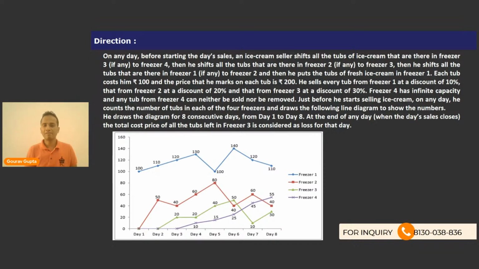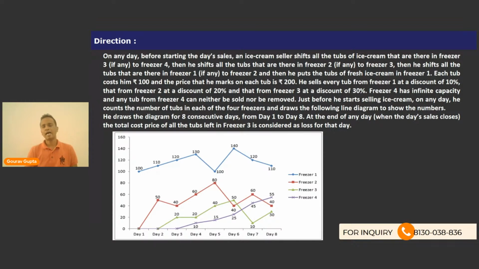So what basically will we have to account for? First of all, in the table, I will write the number of tubs of the ice creams in each of these freezers on these 8 days. I'll copy everything that is given in this line diagram in the table. This is the first thing that I will do. The second thing I'll do will be to calculate the number of tubs which are sold from freezer 1, 2, and 3.